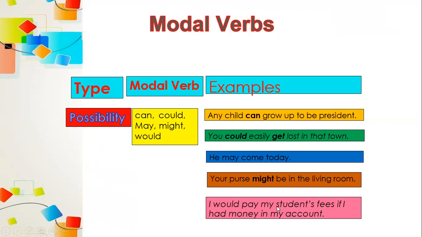In this sentence, again, possibility is expressed. I would pay my students' fees if I had money in my account. Paying the fee of student depends upon the possibility, and the possibility is that if the speaker had money in his account, then he will pay the fee, otherwise he will not be able to pay. So in all these sentences, possibility is expressed. Modal verbs of possibility are can, could, may, might, and would.